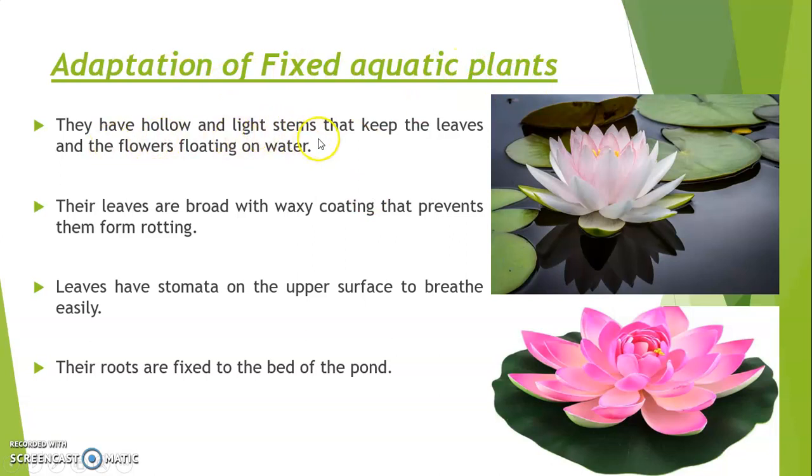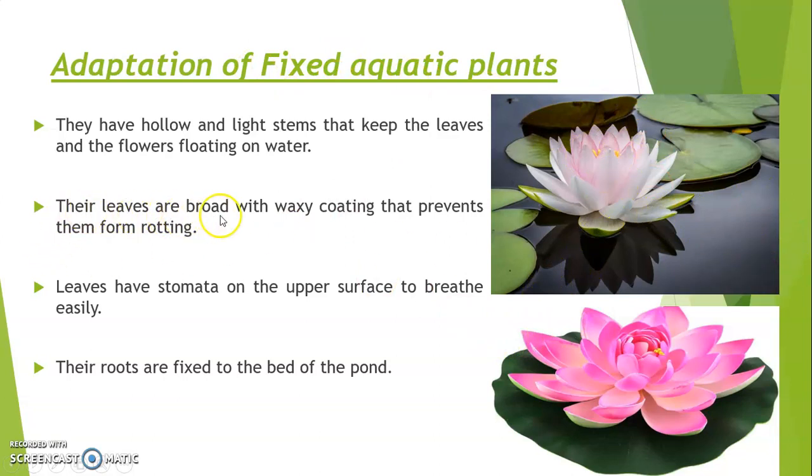They have hollow, light stems that keep the leaves and the flowers floating on the water. So they have the hollow and the light stem, so the flowers or the leaves keep floating over the water, but the roots of these fixed aquatic plants are inside the soil, inside the bed of the water.